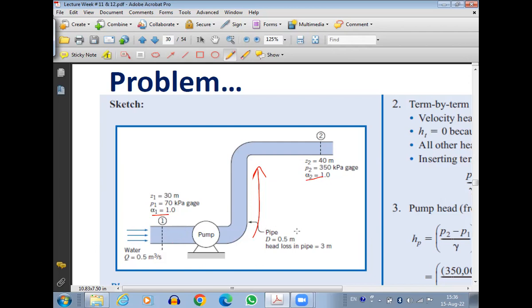The pipe diameter is given as 0.5 meter. Head loss in the pipe is 3 meter. Okay, head loss is because of the viscous effects. So since the head loss is provided, it's very clear that the viscous effects cannot be neglected.